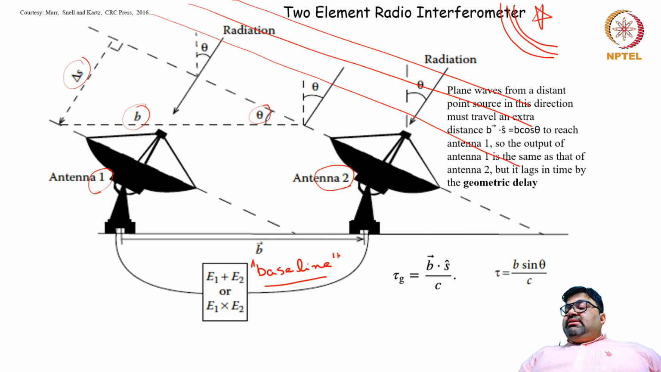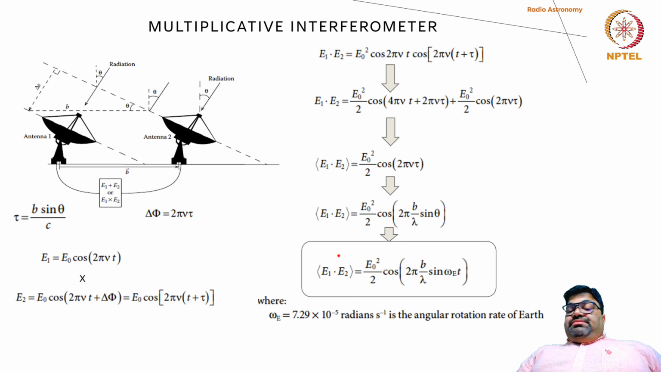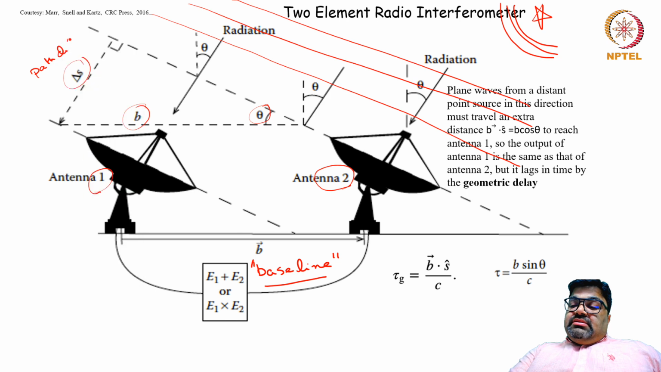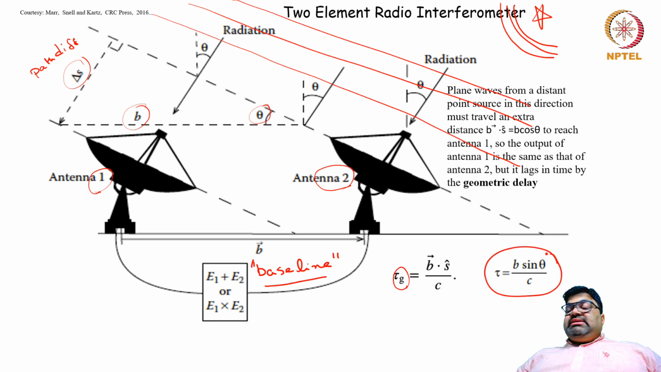So that's the difference, and that can be easily done. Let us see how it is done. Before that, one more concept. This is the additional path difference, the path delay. We have seen that path delay is also a time delay. So tau g is B dot s over c, or B sine theta over c. You can easily do that. This is the geometric time delay between the two.